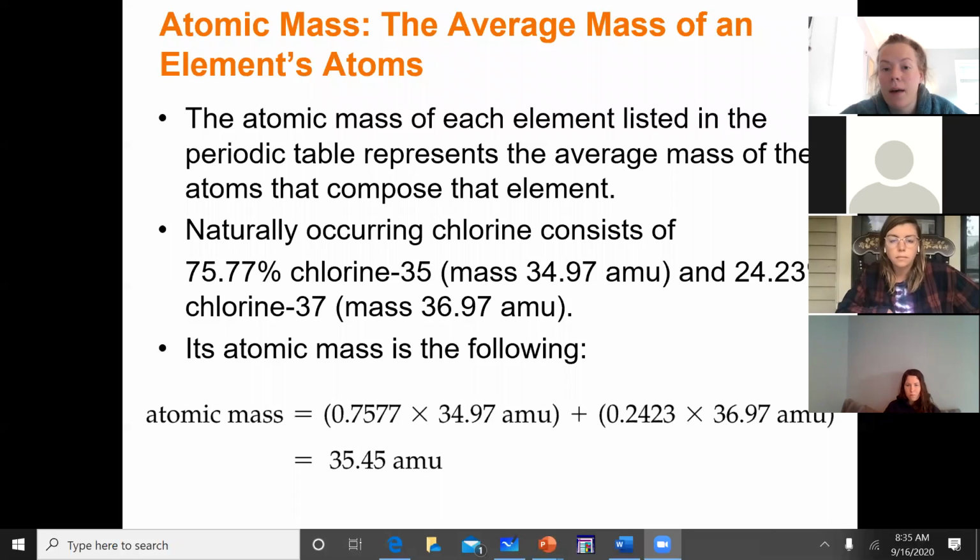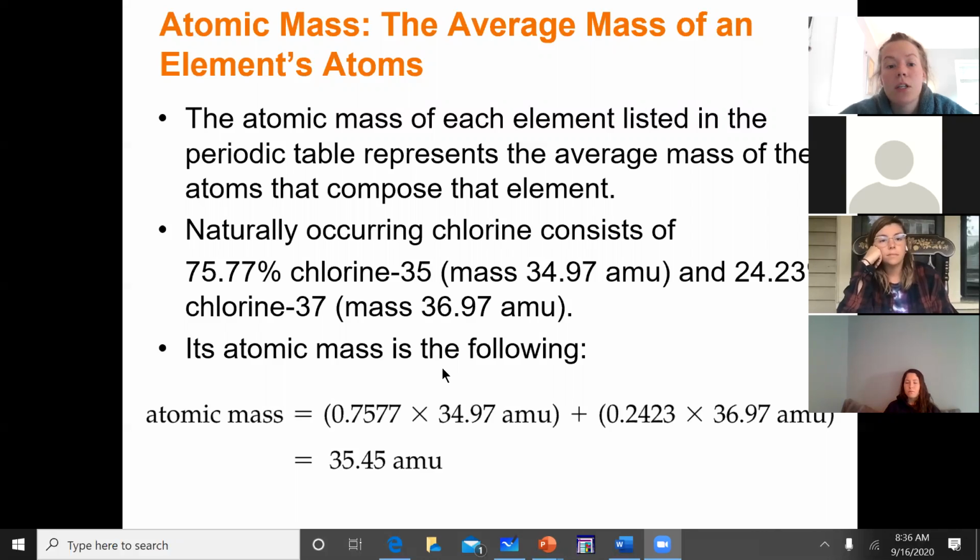So how do we calculate that? It's kind of like when you calculate your grade in a class and 60% of the grade is tests and 10% is homework. It doesn't matter if you have 100% on homework. If you're not doing well on the tests, you're not going to do well in the class because they have a bigger weight.